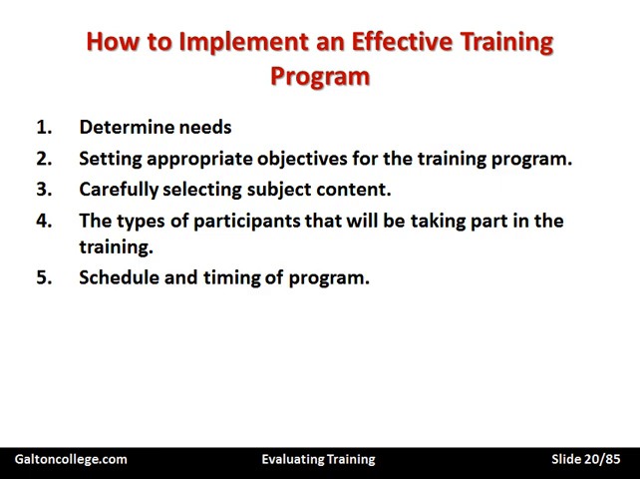The schedule and timing of the program is important. As I said earlier, what time of the year will it take place? And this may be dependent upon any seasonal demand that the company may experience for its products. And what's the schedule? How will the program be delivered? How will it be broken up? And it should be broken up in a logical manner.